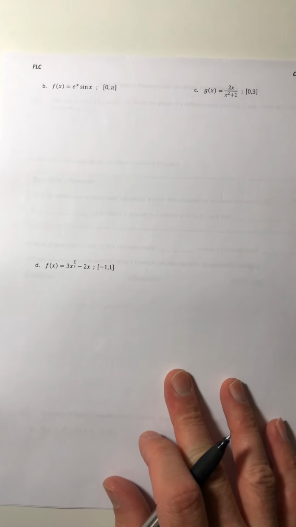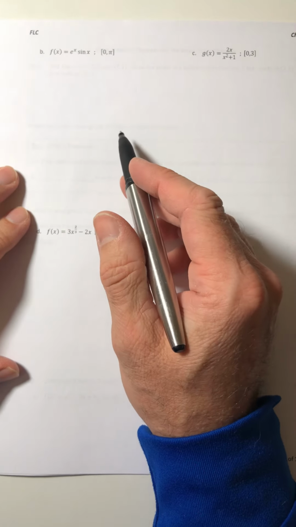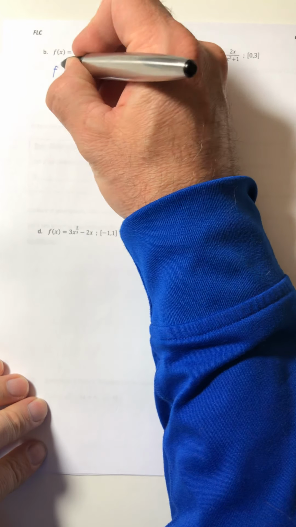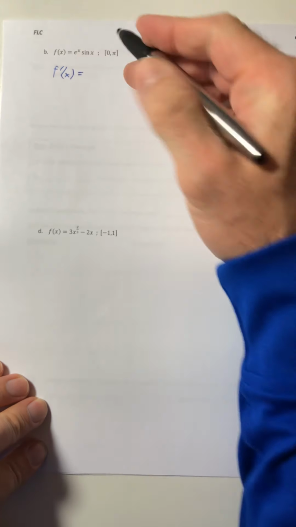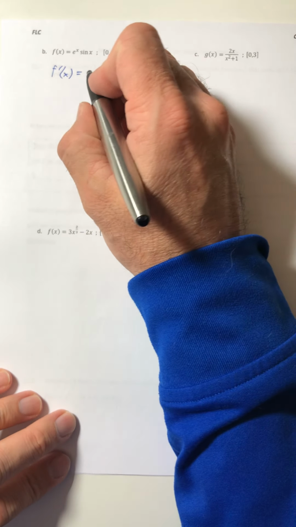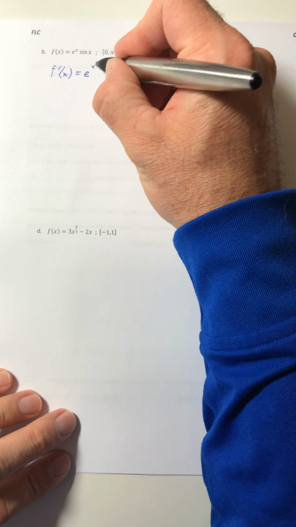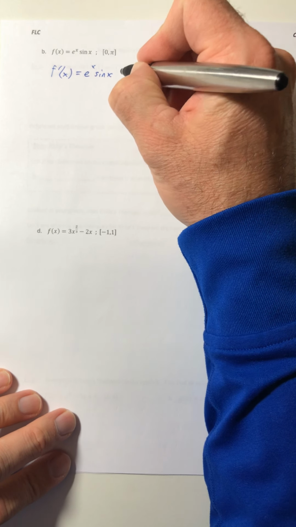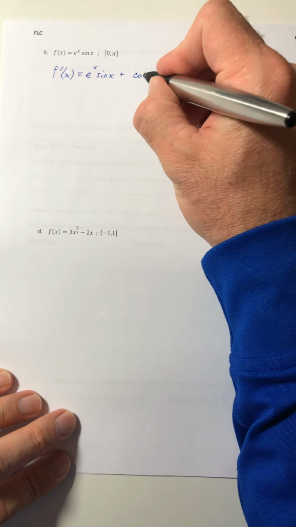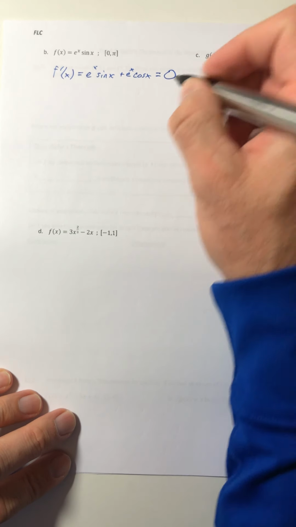Okay, moving on to part B. Step one, find your critical numbers. So we need to do the same thing as before. Get your derivative using whatever rules apply. So e to the x times sine of x, hey, that's a product rule. So the derivative of e to the x is e to the x times sine, plus the derivative of sine of x is cosine of x times e to the x. So set it to zero and solve it.